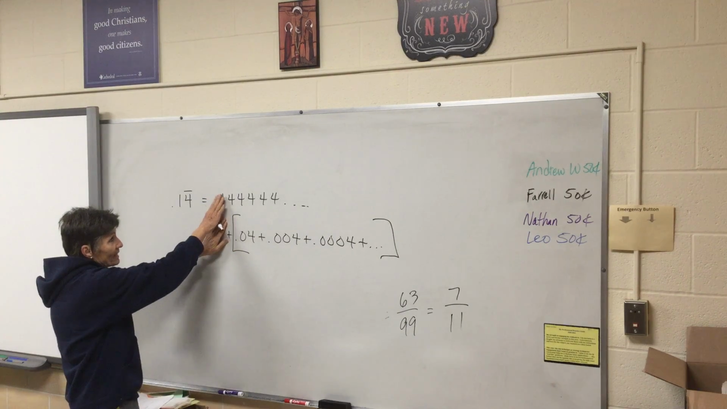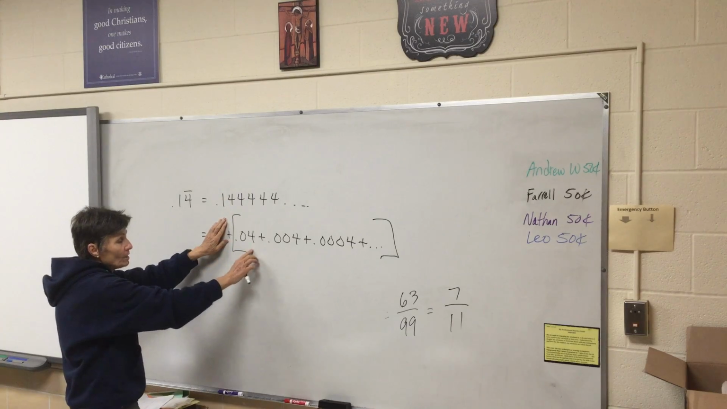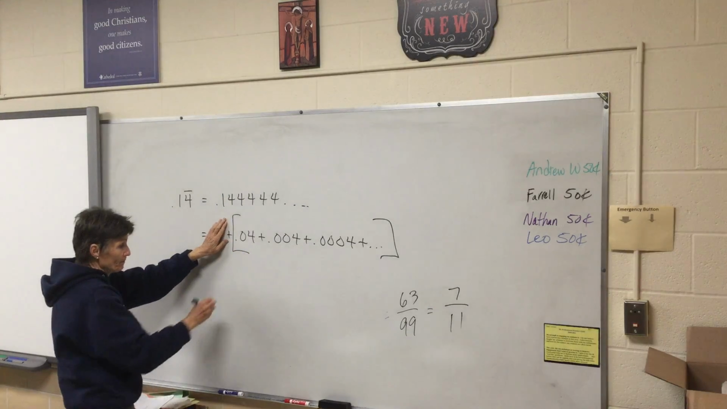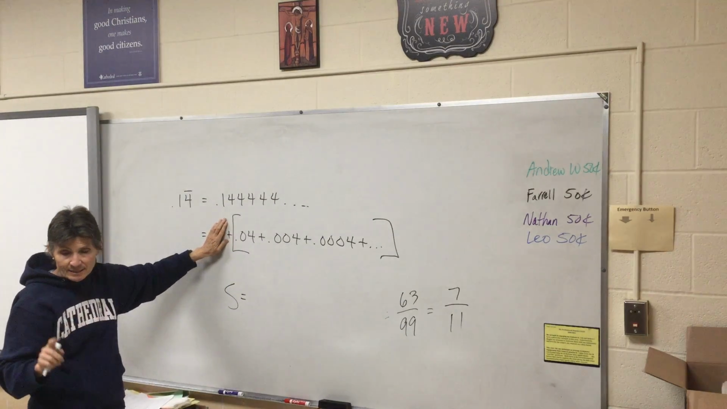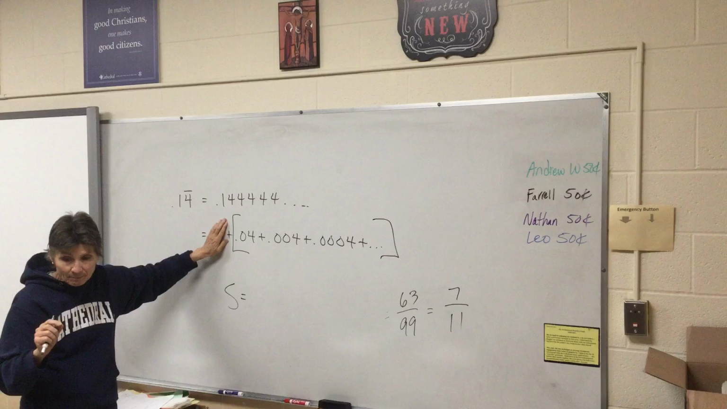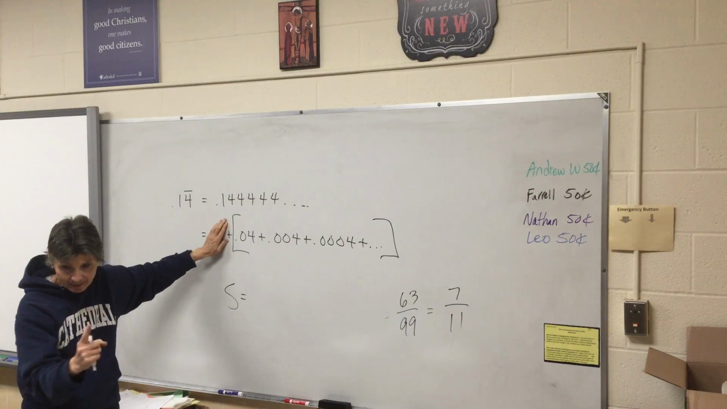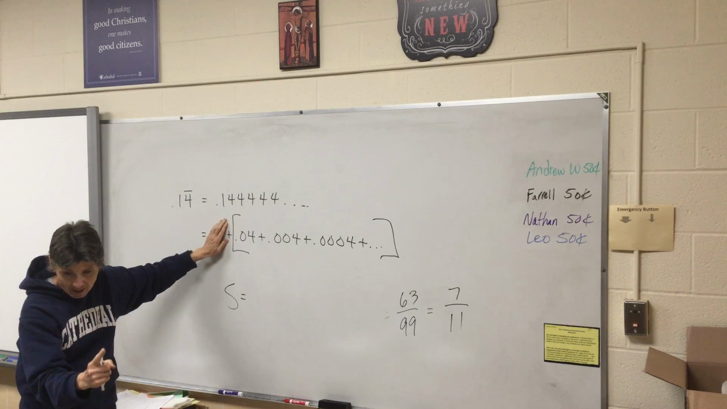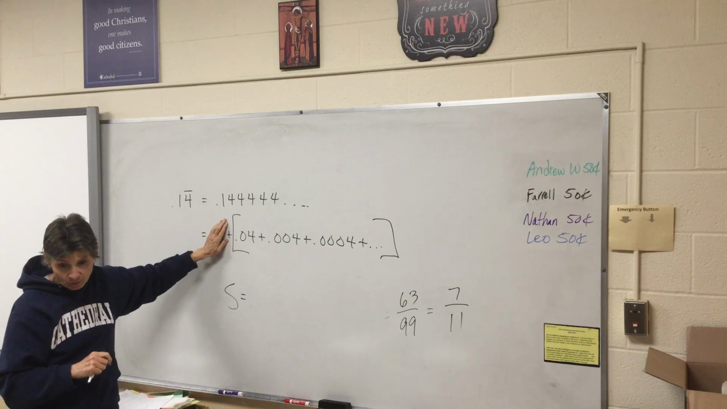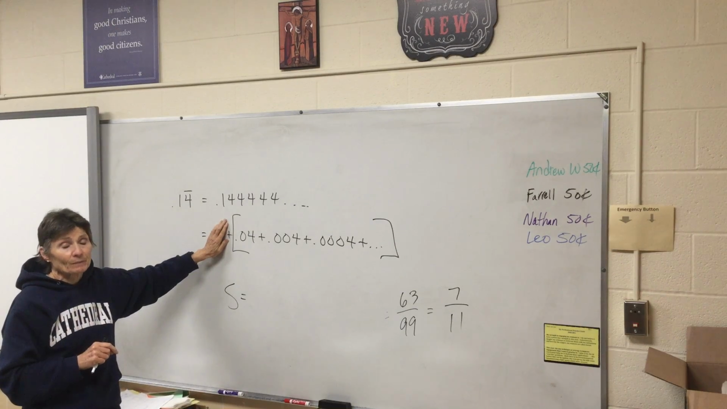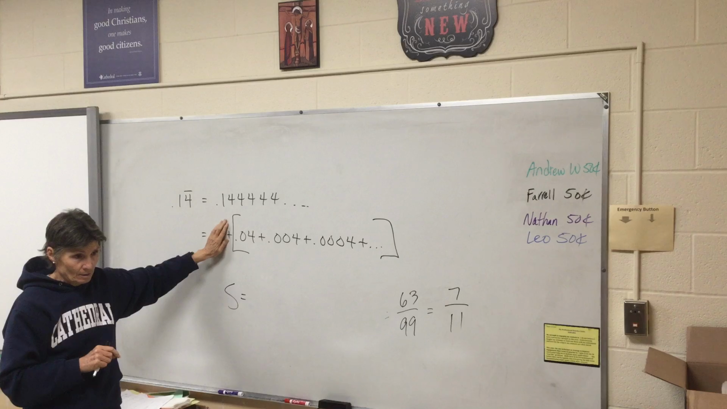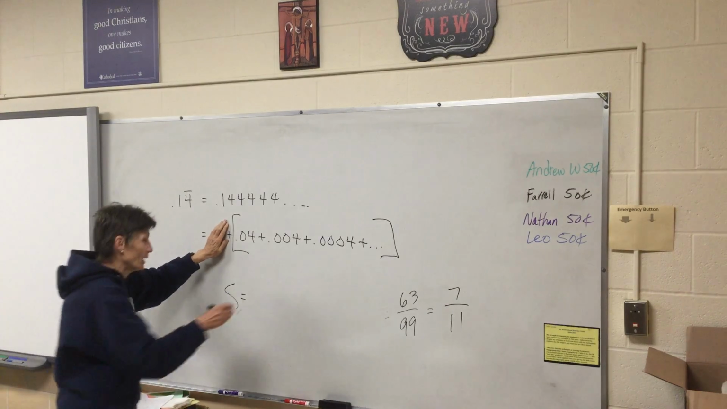The 0.1, we take him out. So it's 0.04, 0.004, and so on. Now, how many decimal places are repeating? How many places are actually repeating? 1. What does that mean my ratio is? If I have 1 decimal place repeating, what's my ratio? Is it 0.1? It is 0.1.